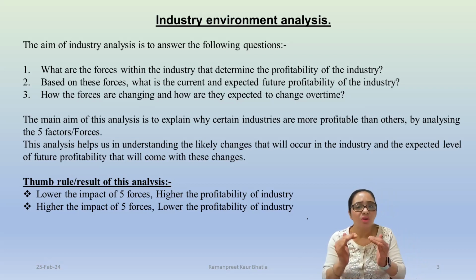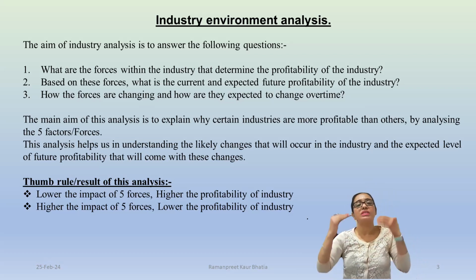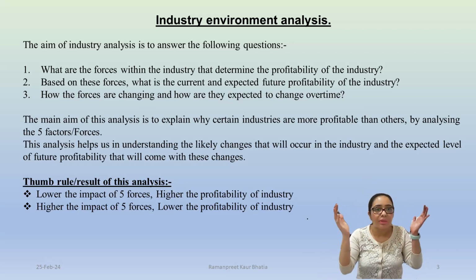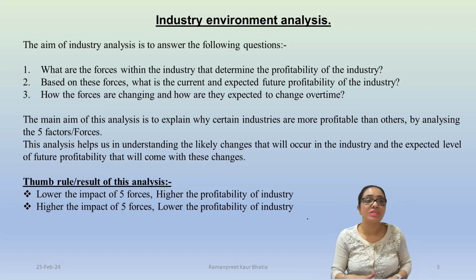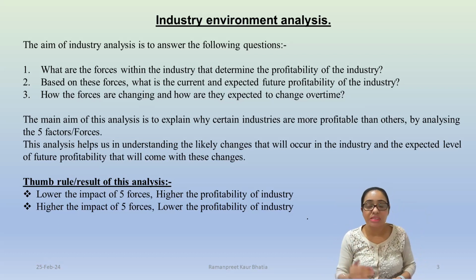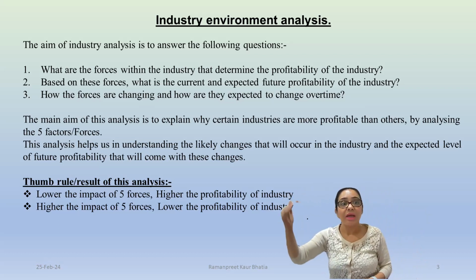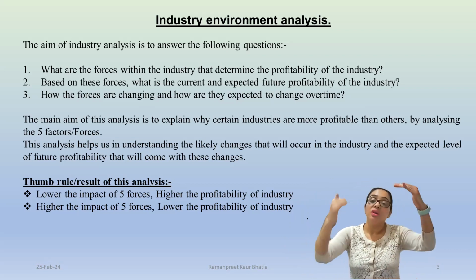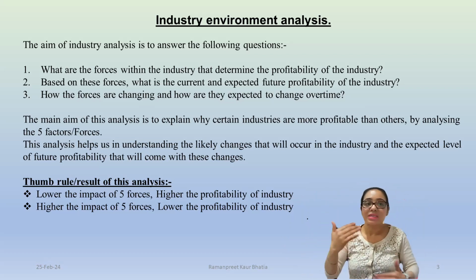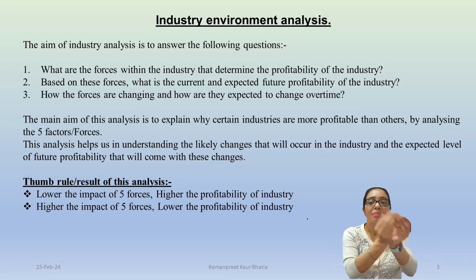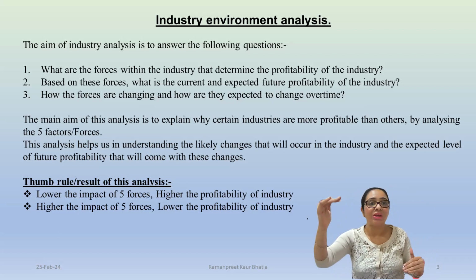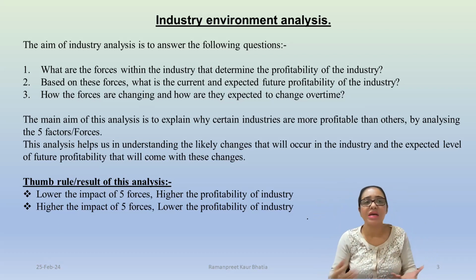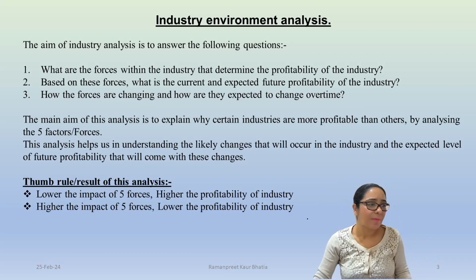In general, the lower the impact of forces, the higher the profitability. So one thing that we have to keep in mind is the thumb rule of Michael Porter's analysis of 5 forces. The lower the impact of these forces, the higher the profitability, and the higher the impact of these forces, the lower the profitability. So that is inversely proportional. If the force of a factor is high, my profitability will reduce. If the force of a factor is low, my profitability will increase. That is how we go for industry environment analysis.